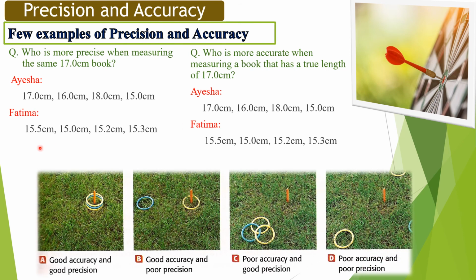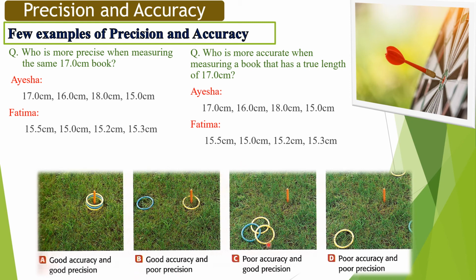There is another example of precision and accuracy. You can see that in all the figures A, B, C and D, we hit rings on a target pin and these rings are hitting on different places. In figure A, rings are hit on the target pin and they are closer to each other. That's why there is good accuracy and good precision. In figure B, you can see that rings are targeted on the pin but away from each other, so there is good accuracy and poor precision.